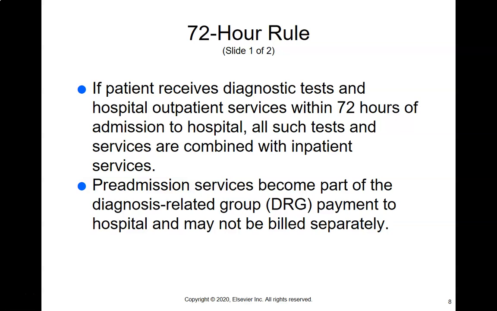The 72-hour rule. If a patient receives diagnostic tests and hospital outpatient services within 72 hours of admission to a hospital, all such tests and services are combined with inpatient services. Pre-admission services become part of the diagnosis related group, the DRG, payment to the hospital, and may not be billed separately. If this rule is not followed, fraud and abuse may be considered.